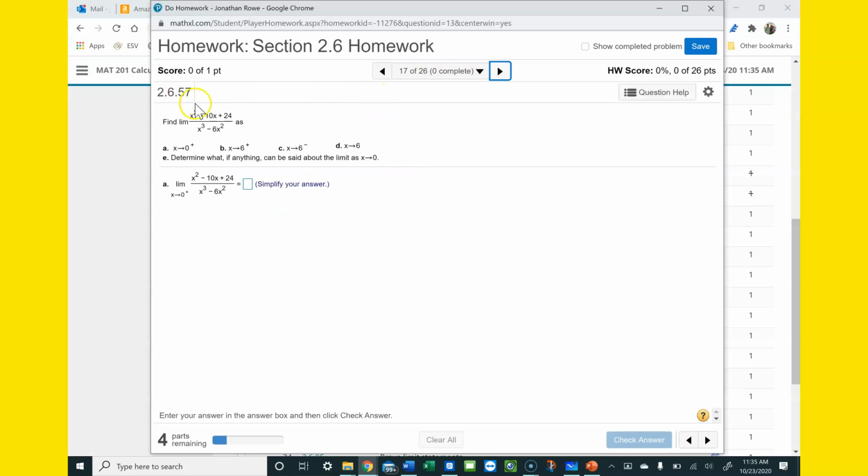Number 17, or 2.6.57, I'll just give you a big hint on this one. Go ahead and factor the top and bottom and cancel out the common factors and make this function simpler before you try to do this. It'll make your life a lot easier on that problem.